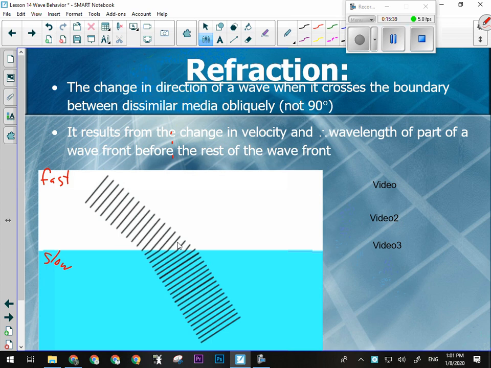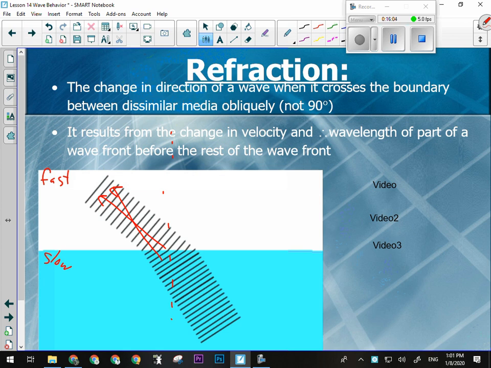If the waves go the other way, so that now they're going from slow to fast, as the wave starts to get out, the part that gets out first runs away from the rest of the wave and actually bends away from the normal. So here are our incident waves, and here are our outgoing waves. It bends away from the normal, and speeds up.